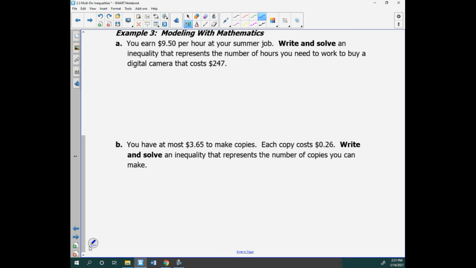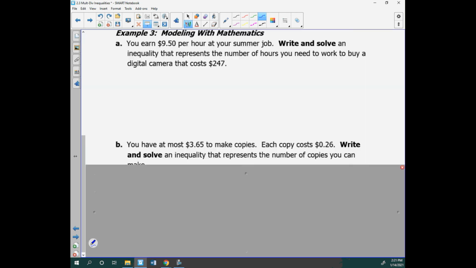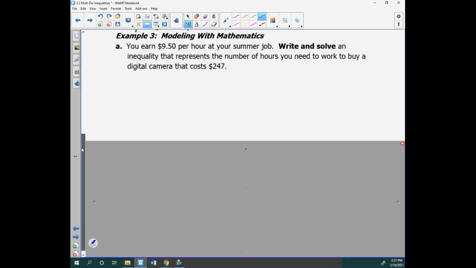Maybe cover that bottom one up so we just see the problem. All right, there we go. Hopefully you guys can see that. Example 3, modeling. You got a summer job, you get $9.50 an hour. Not bad, even though now you get $15 an hour. I used to get $5.15 when I worked at Culver's in 8th grade. It was pretty awesome though. Could buy a lot with $5. Anyways, you're buying a digital camera that costs $247. Let's write and solve an inequality.